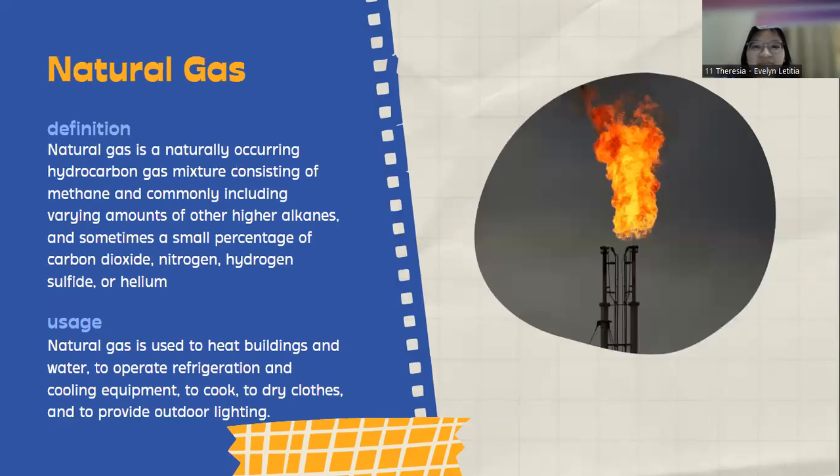Then the second one is natural gas. Natural gas is naturally occurring hydrocarbon gas mixture consisting of methane and commonly including varying amounts of other higher alkanes and sometimes a small percentage of carbon dioxide, nitrogen, hydrogen sulfide, or helium. It is used to heat buildings and water, to operate refrigeration and cooling equipment, to cook, to dry clothes, and to provide outdoor lighting.